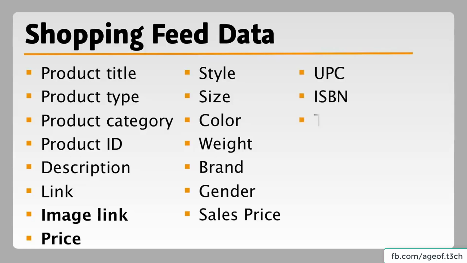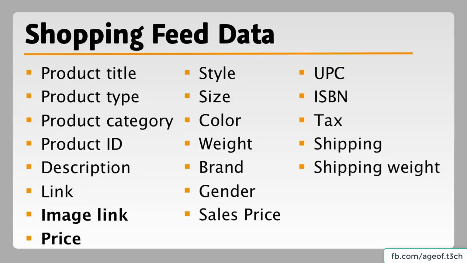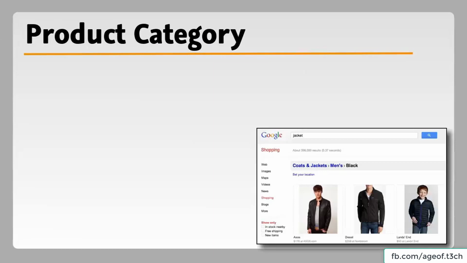You can even add the UPC, you should, the ISBN number if you're selling books, taxes, shipping amounts, or shipping weight. This is your ability to add as much information as possible that will help the search engine determine if your product is the most relevant, as well as helping the searcher determine how much information will help them decide to buy from you.